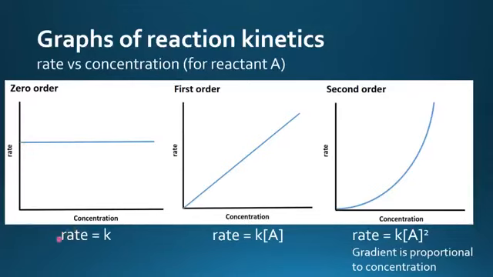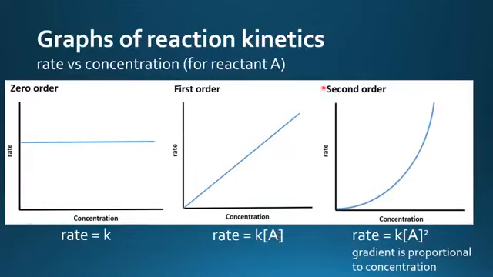And here we have the rate expression, so rate equals k. Because the order of reaction is 0 with respect to reactant A, we don't include it in the rate expression. Next is a first order reaction. The rate of reaction is directly proportional to the concentration of A. So we have a straight line that passes through the origin. And the rate expression is rate equals k multiplied by the concentration of A.